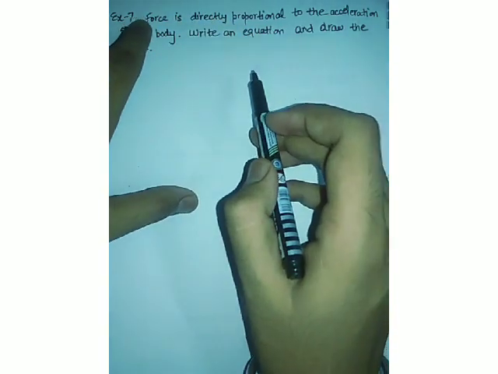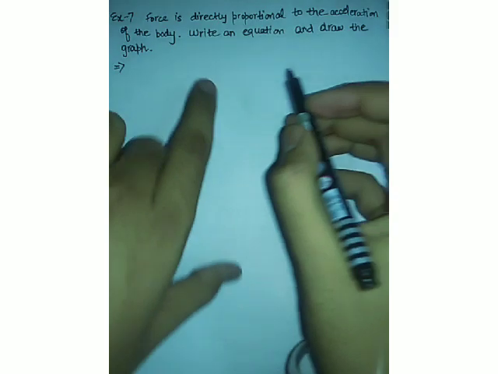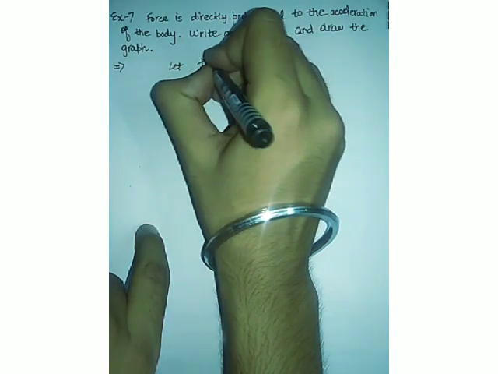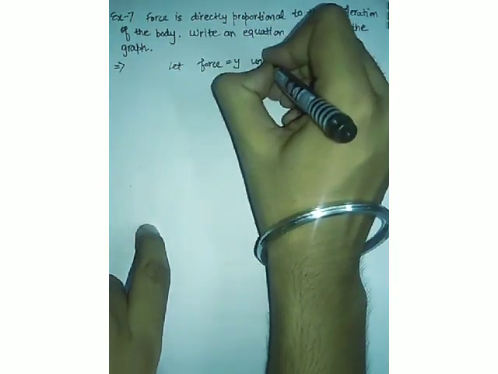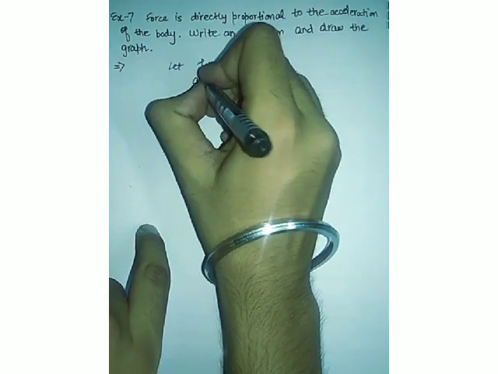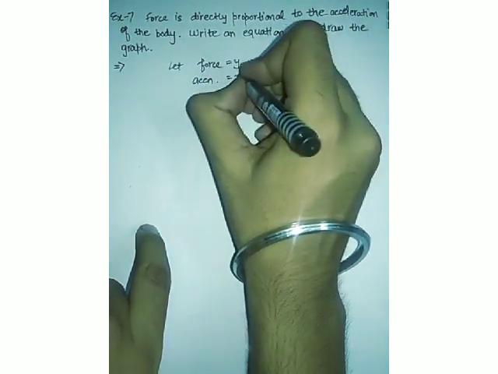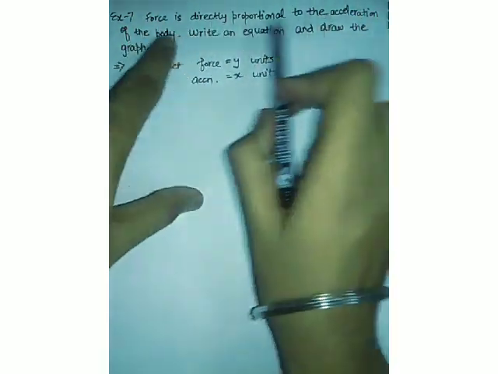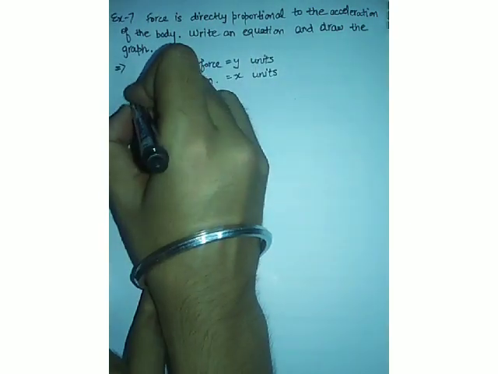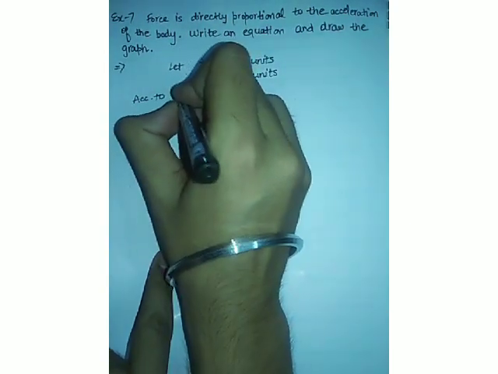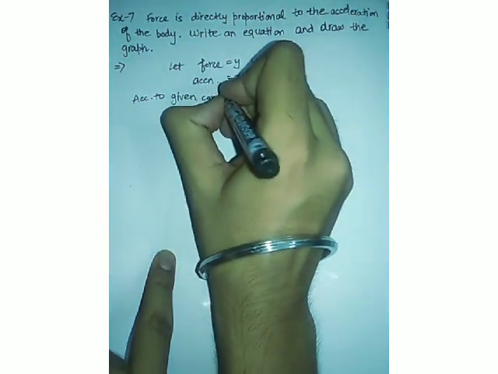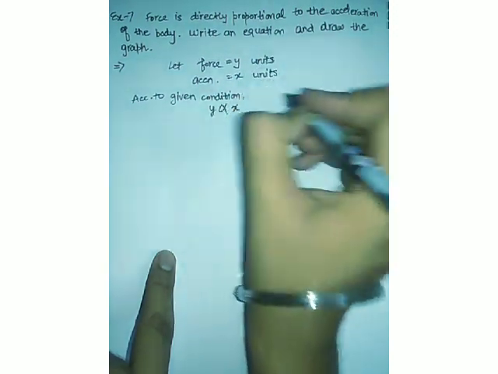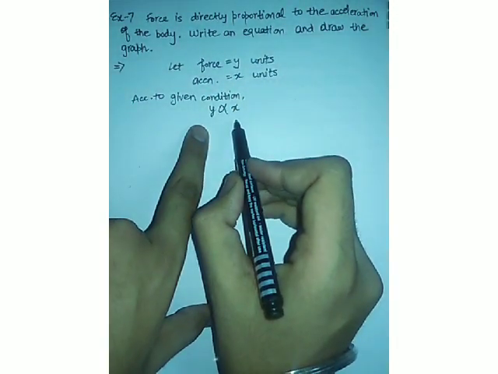Now we know force is F and acceleration is A. But in this chapter, we are studying in terms of x and y only. So let force be equal to y units and acceleration, I am writing it in short form, be equal to x units. Clear? Now force is directly proportional to the acceleration. According to the given condition, y is directly proportional to x. This is the sign of directly proportional.